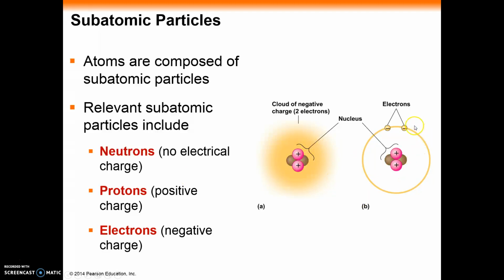We described how these electrons are in a three-dimensional shell surrounding the nucleus, okay? And these electrons are attracted towards the positive charge in the middle, kind of the same way that the moon is attracted towards the gravity of the Earth, okay?